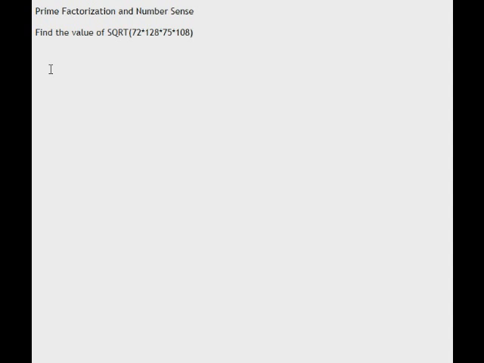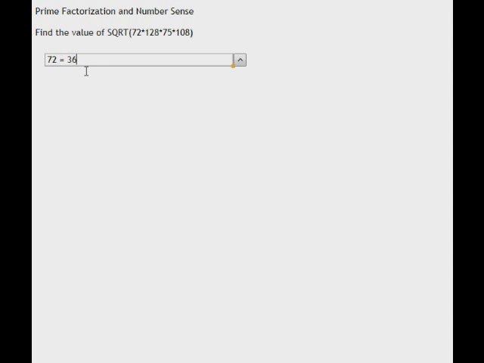Alright, let's begin. So I want to find the square root of these numbers that are multiplied by each other. The easiest way is to start by factoring it down to its lowest form. That way you can take it out of the square root. So we will begin with 72.